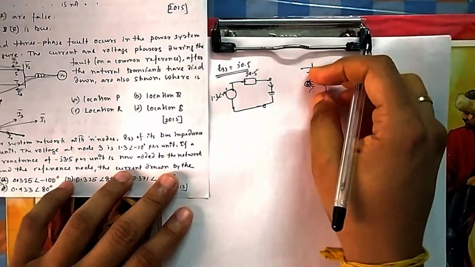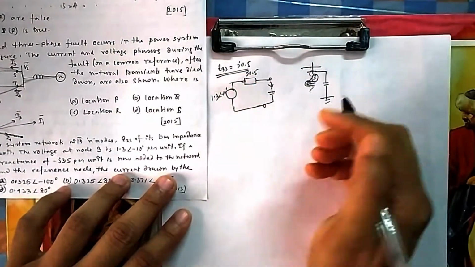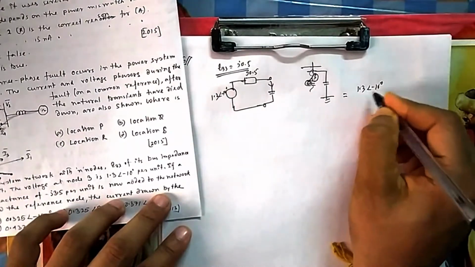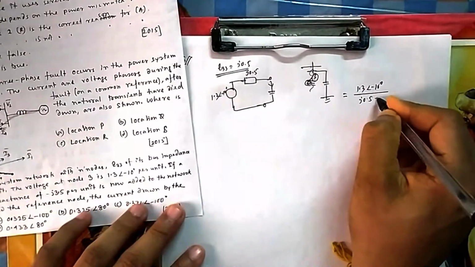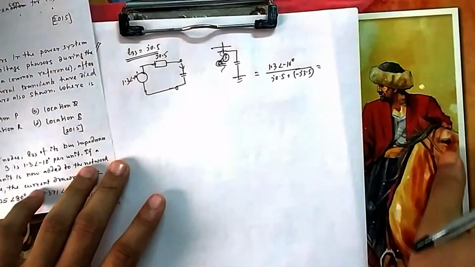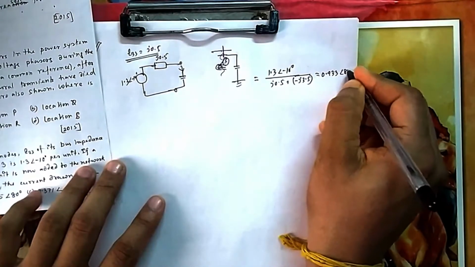You know the Thevenin's equivalent from that point. Now you are connecting a load, so what should be the current? It is as simple as that: 1.3 at an angle of -10 divided by J0.5 plus minus J3.5. If you do this, I think you will get the answer 0.433 at an angle of 81.27.